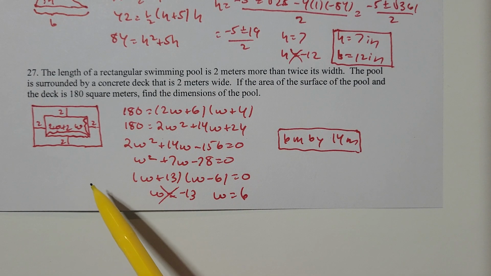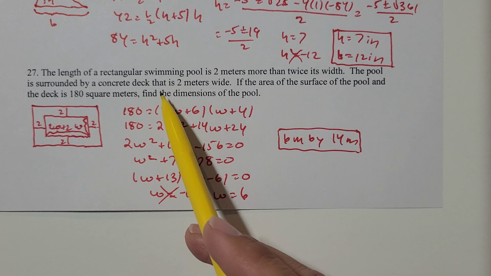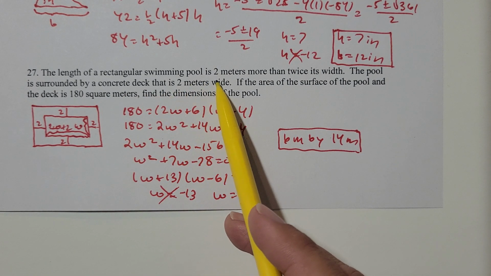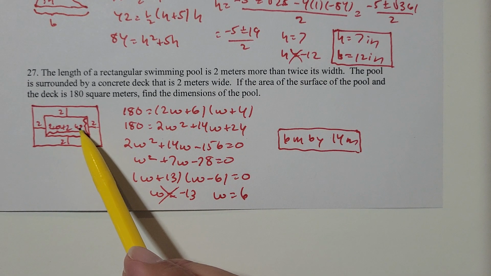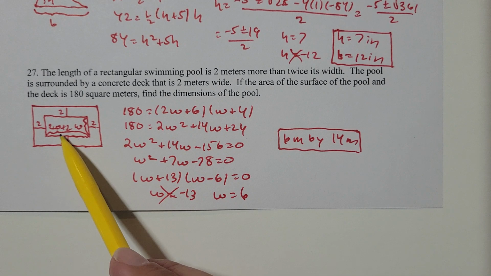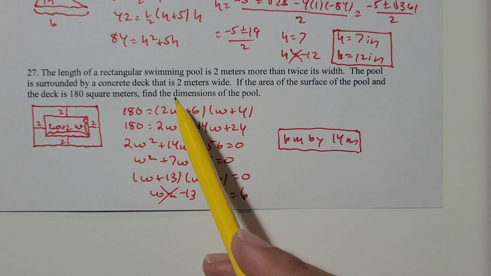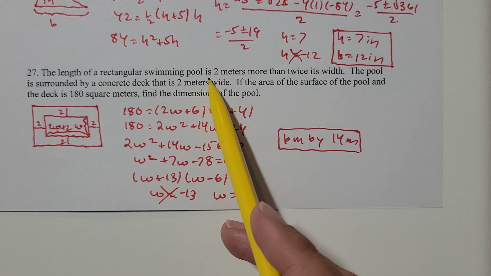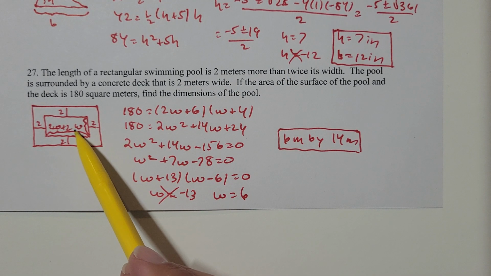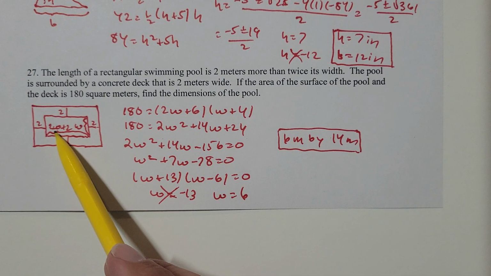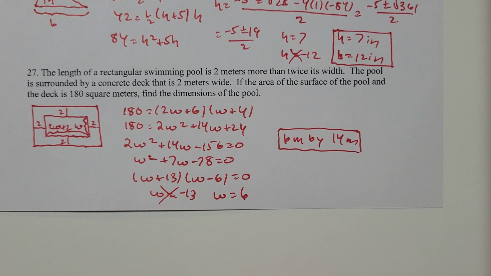So that's equal to the length times the width. Well, the length of the swimming pool is 2 meters more than twice the width. We don't know the width, so I'm calling that W. I also don't know the length, but I know it is 2 meters more than twice the width. So whatever the width is, if I double that and then add 2, I get the length.